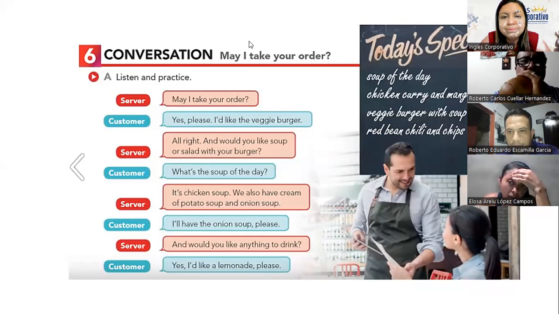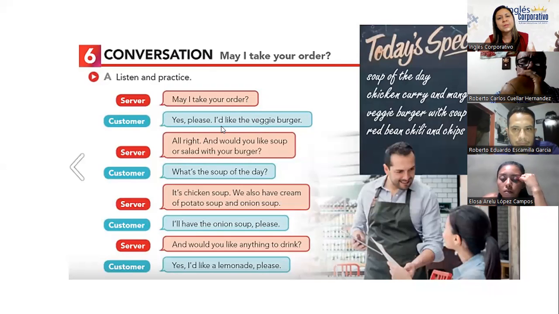So, as you notice, the server is asking about the woman's food. And the woman is saying what she would like to eat. So we have here the use of I'd like in the contracted form. I'd is the contraction of I would. Okay, I would like the veggie burger. Me gustaría la hamburguesa vegana, right? All right, and would you like soup or salad with your burger? And then when she has options, she says, I'll have the onion soup. I'll is the contraction of I will. I will.